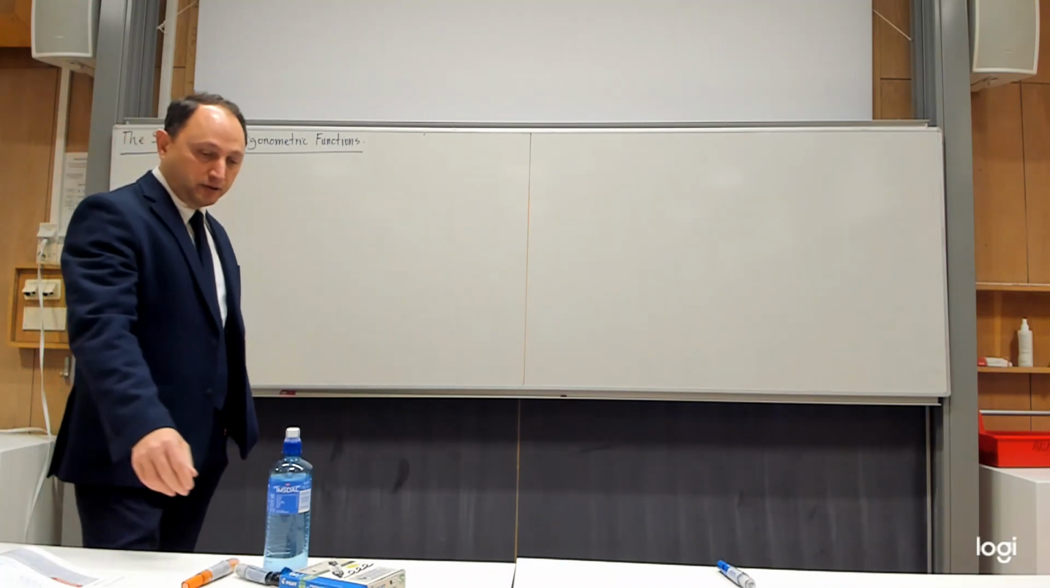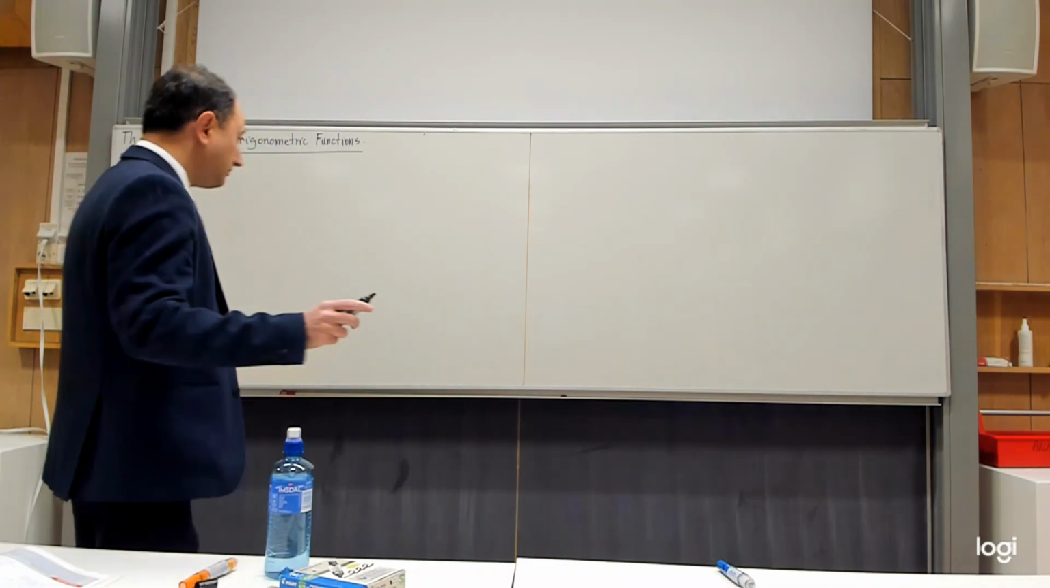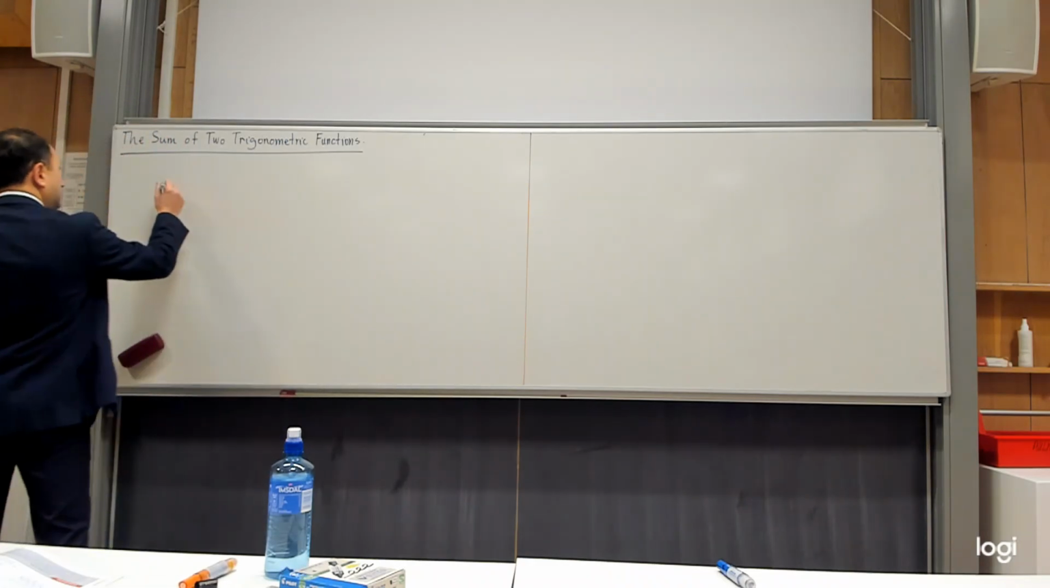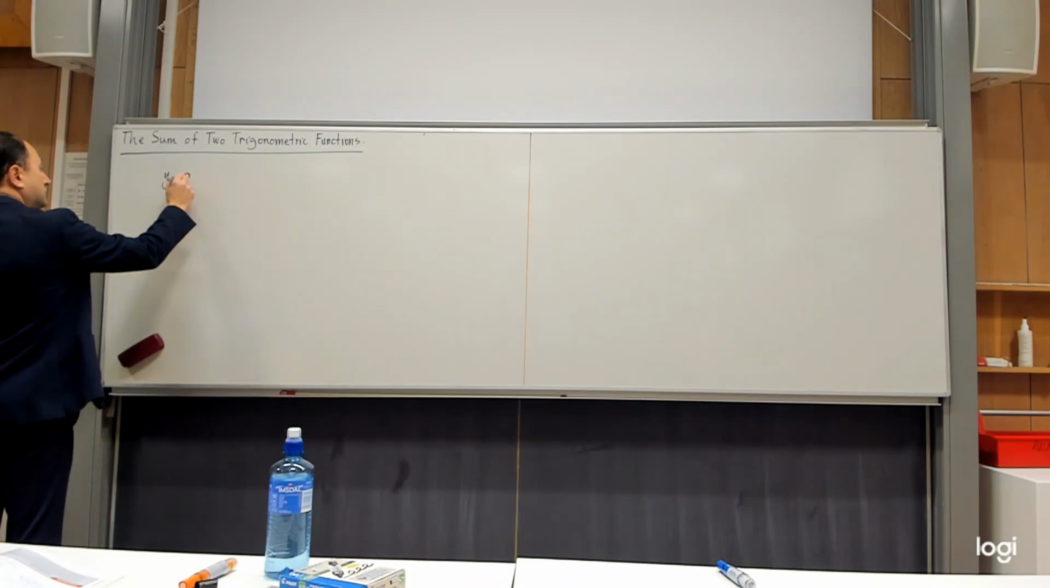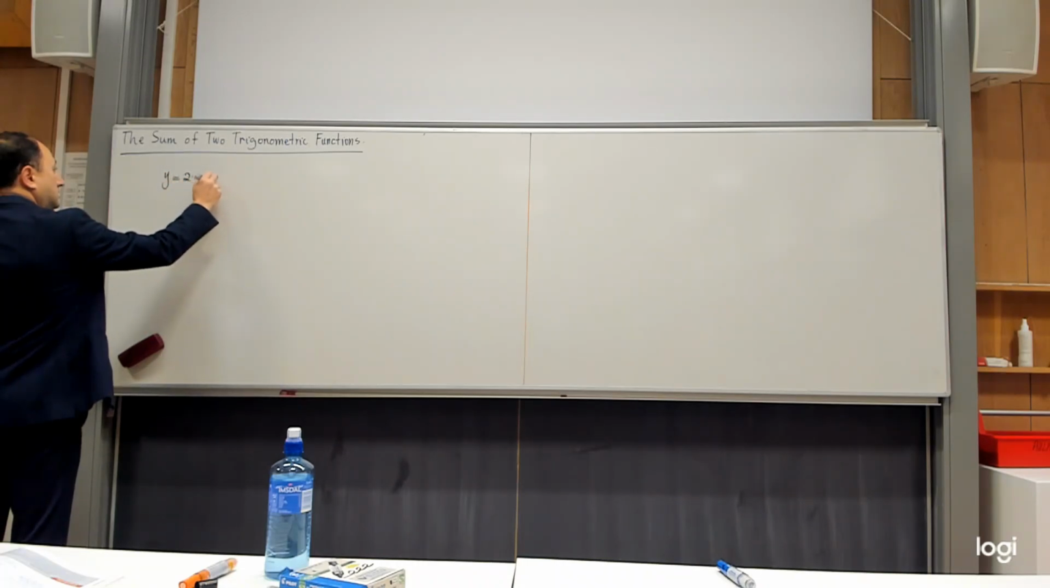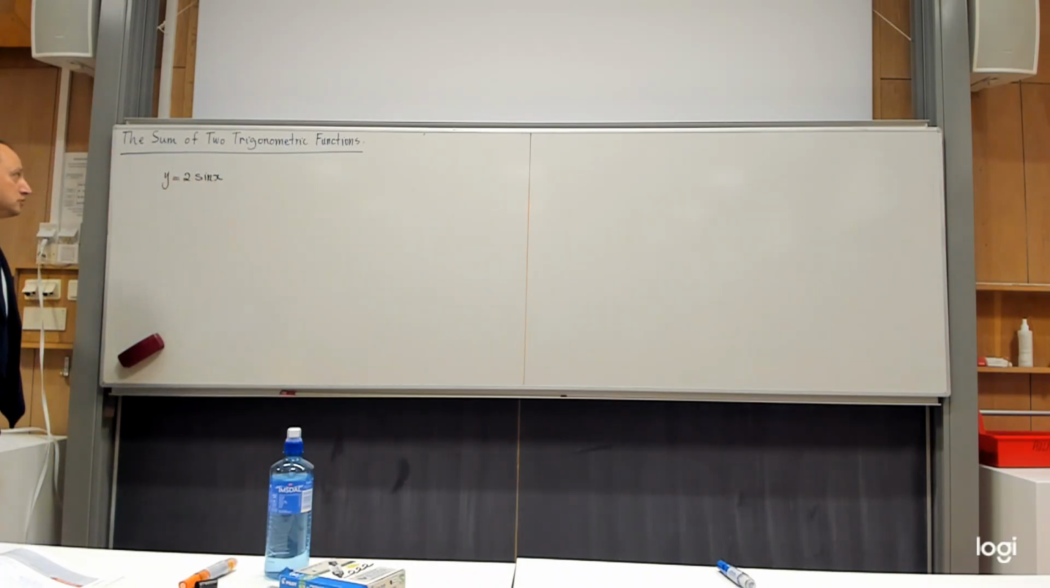So for example, if I give you a function like this, y equals 2 sine x, if I ask you what is the maximum of y, what would be the answer? What is the maximum of y for this function? Yes? 2, because the sine maximum is 1, so the maximum is 2 and the minimum is minus 2.